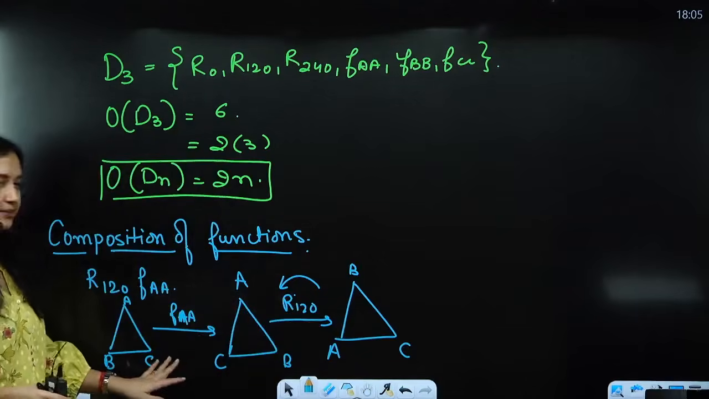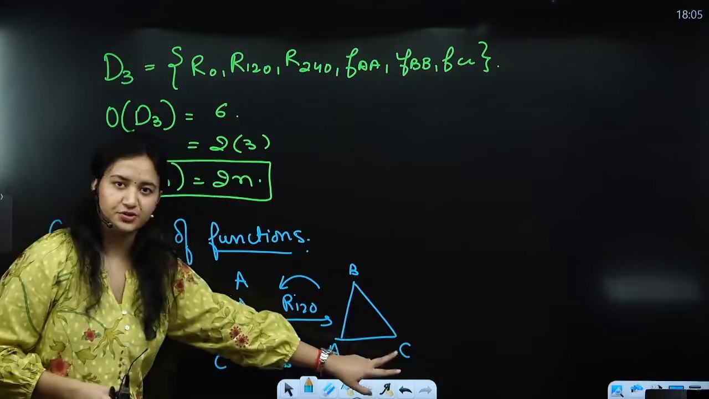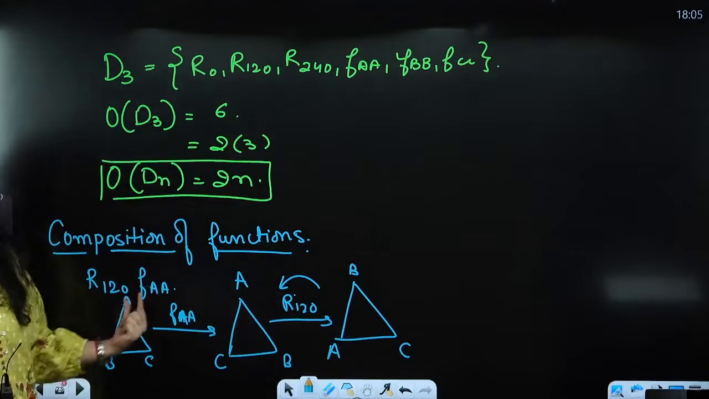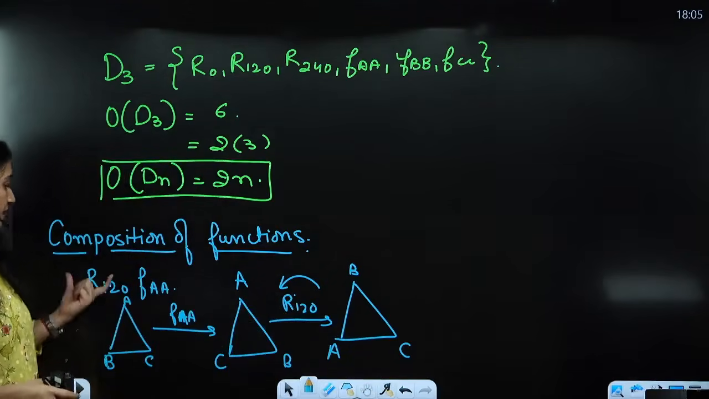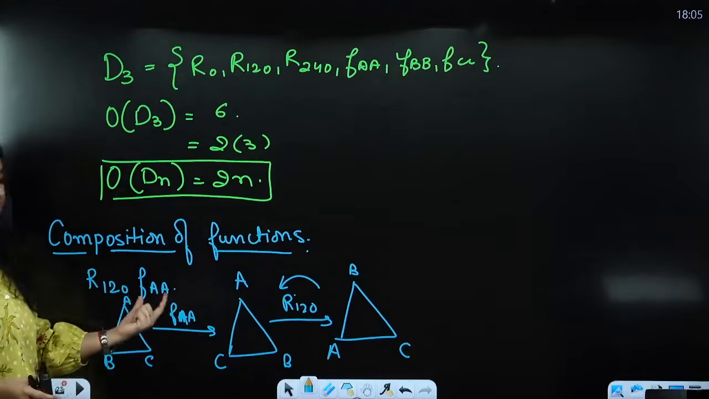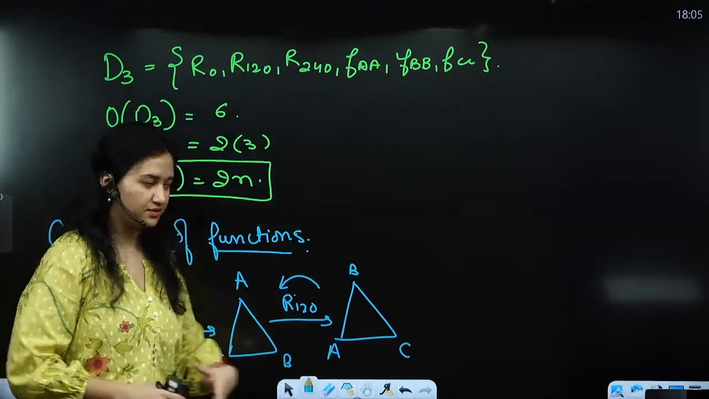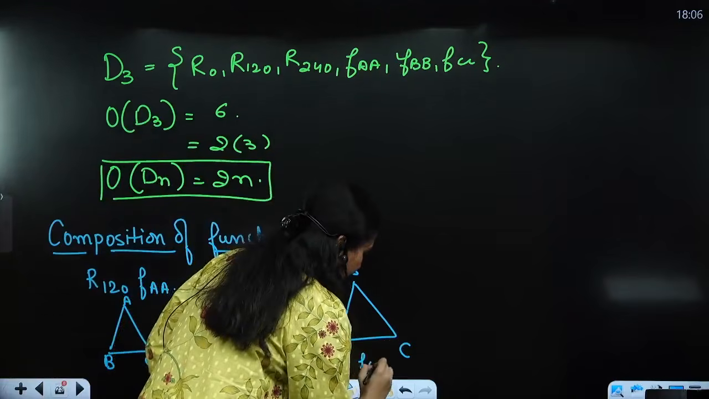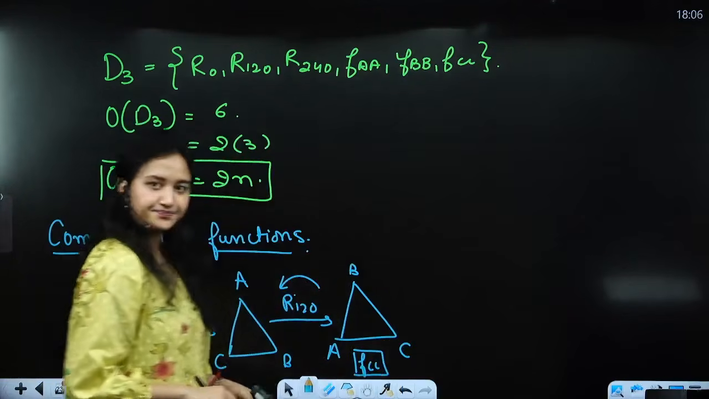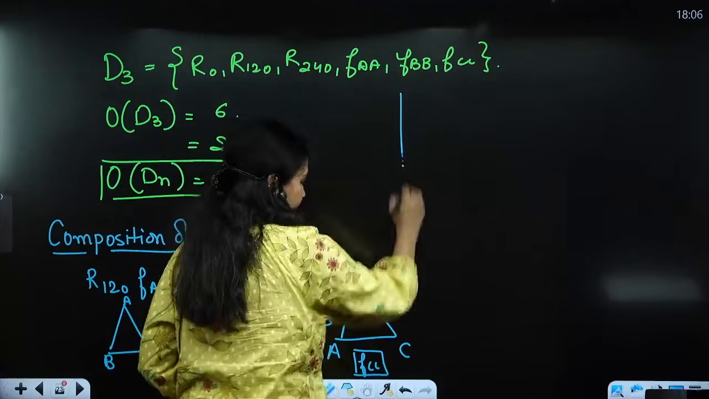Now if you notice what has happened between this diagram and this diagram, from here till here C has remained intact. C is in its original position and A and B have switched places. That means when I have operated one rotation and one reflection, I am getting a reflection. This is FCC, right? Now let me switch it the other way.